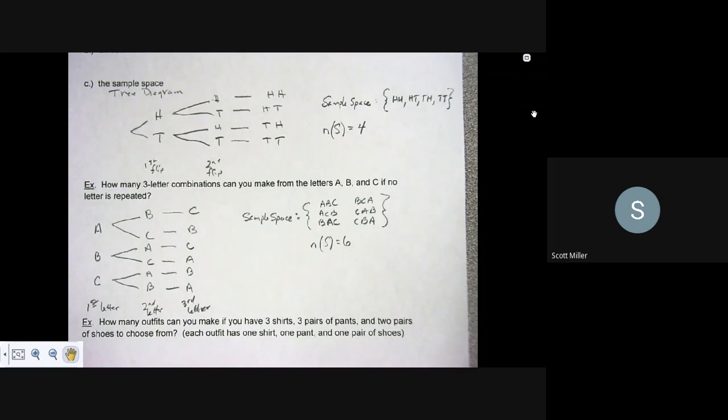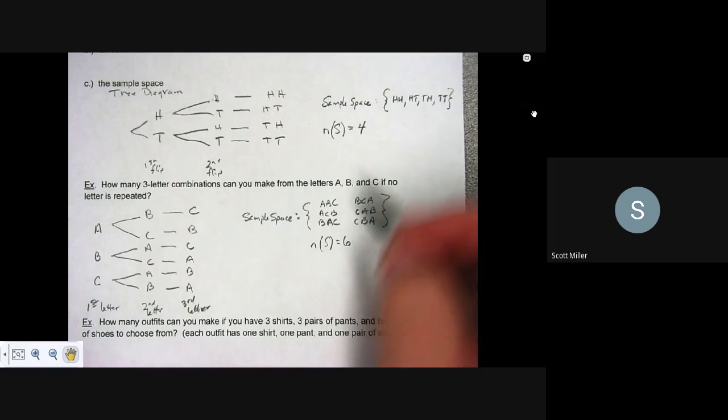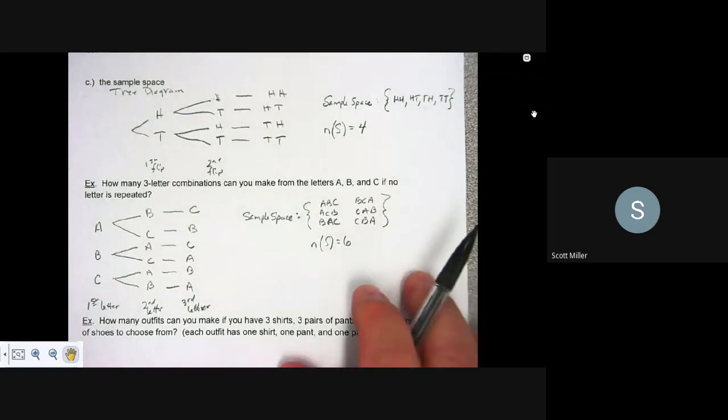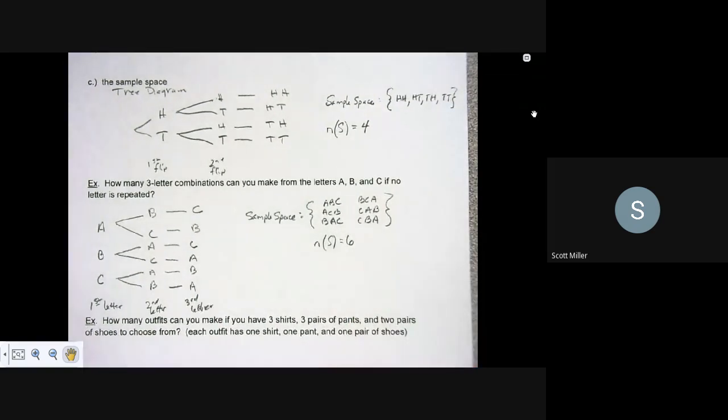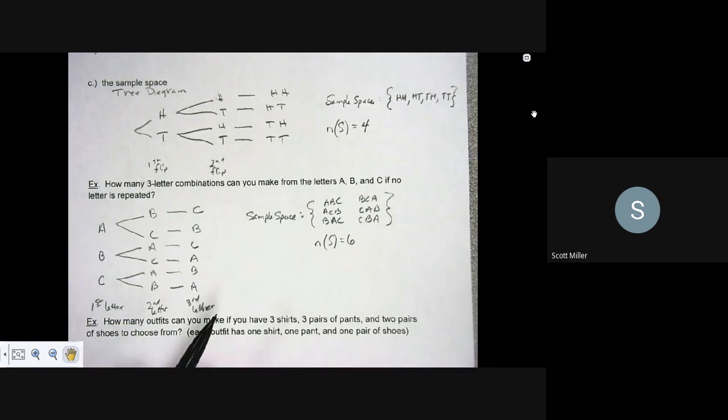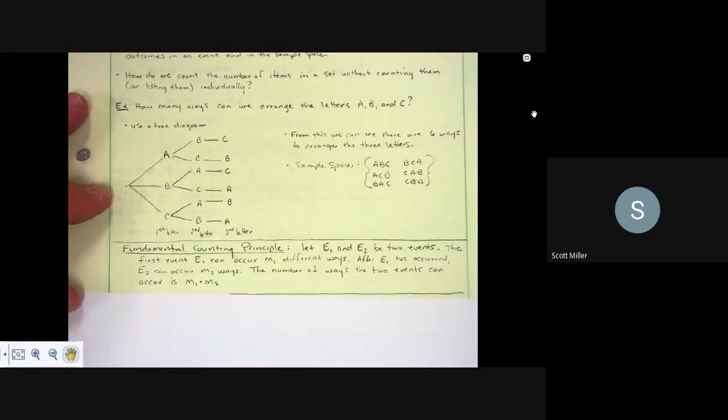Okay? So looking at these 2 things that are going on here and some other stuff, we can actually come up with a rule to help us figure out counting. And then I'll show you how this all works. And that gives us the fundamental counting principle. E sub 1, E sub 2 are 2 events. The first event occurs M1 ways. The second event occurs M2 ways. So the number of ways the 2 events can occur is their product, M1 times M2.